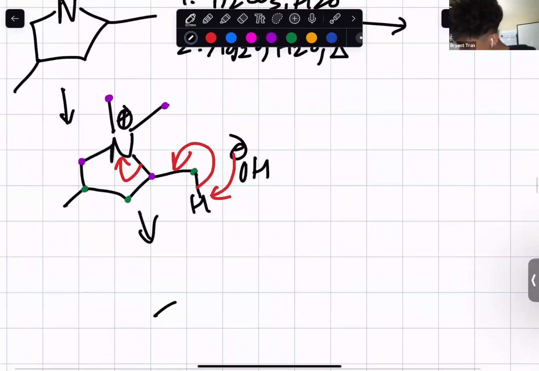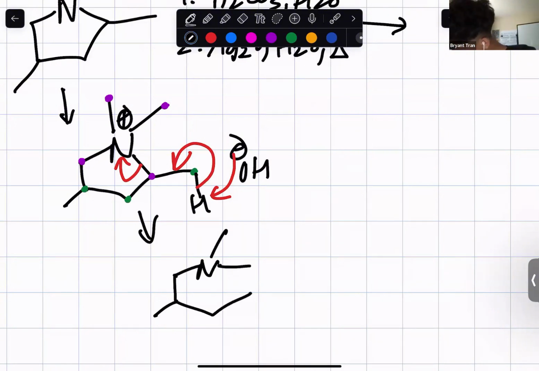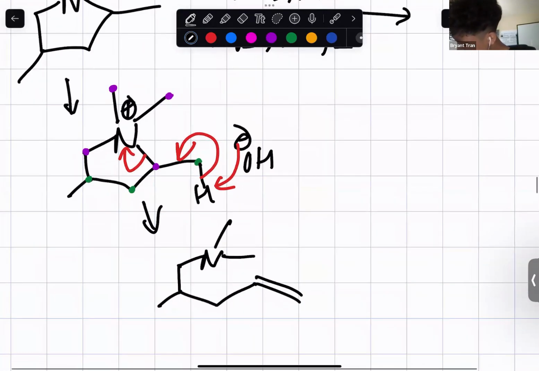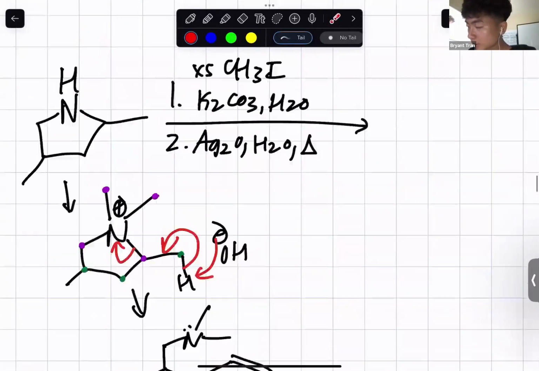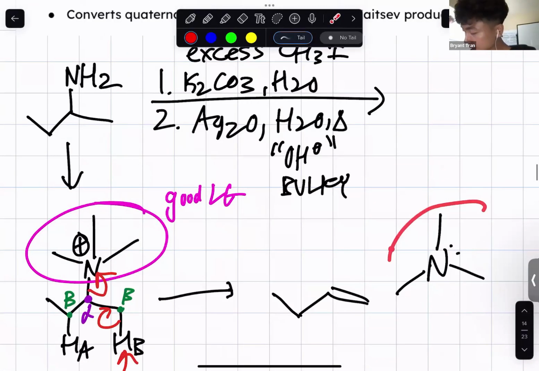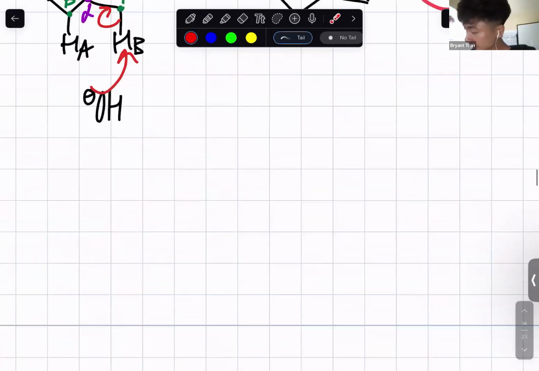Okay. Now that's going to give us, oh, that bond is breaking now, broken. So we have that, and then we have a double bond right here. Nice. Okay, but we do not stop here. We know when to stop when we have this trimethylamine in the end product for Hofmann elimination, right? We do not have that yet.